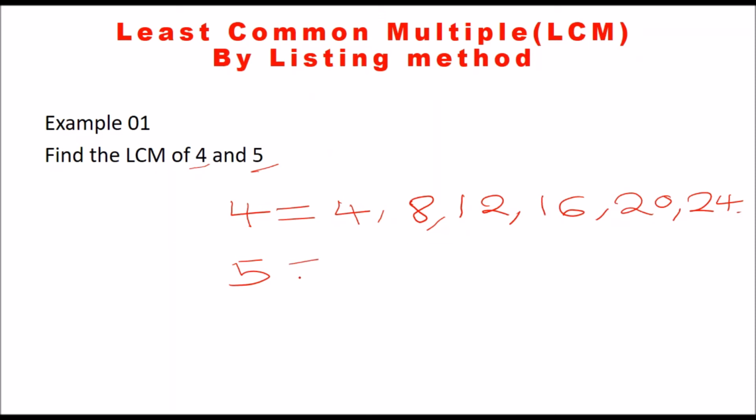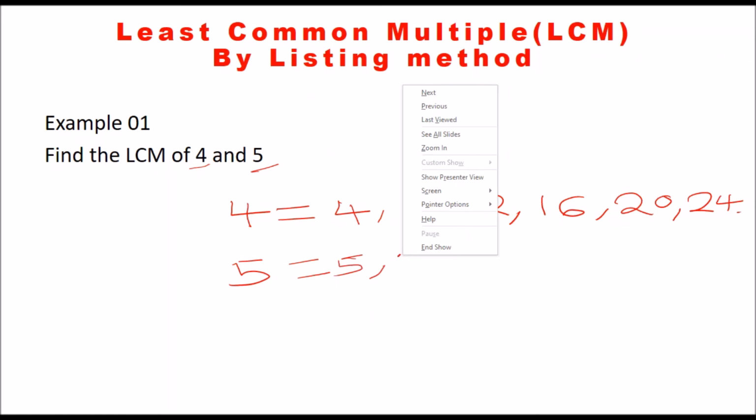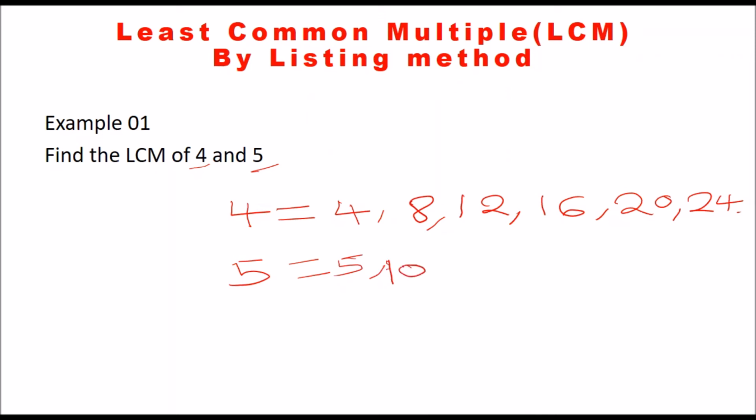Here the first multiple of 5 is 5 itself. Then 10, then 15, then 20, then 25, and so on. Now remember, we are looking for the common multiple.